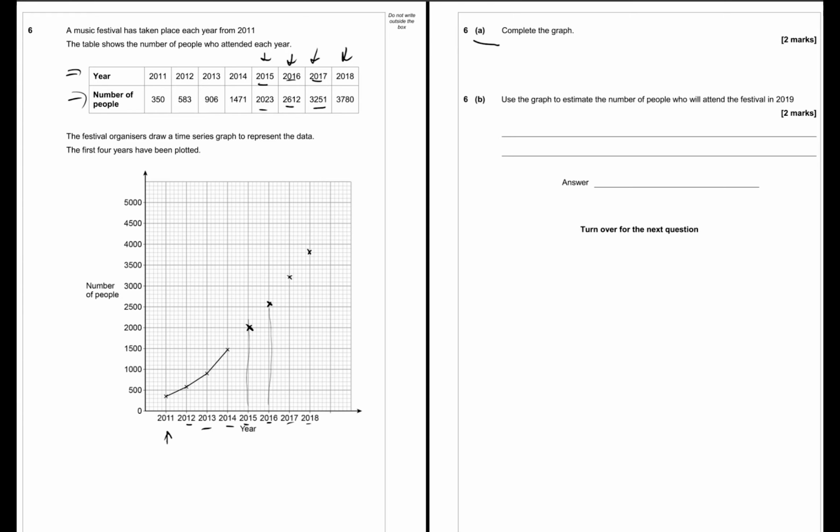And now we need to join these with a straight line. So I'm just doing it by hand, but in the exam you need to use a ruler because there's marks for accuracy. Okay, so that's 6A done for your 2 marks.